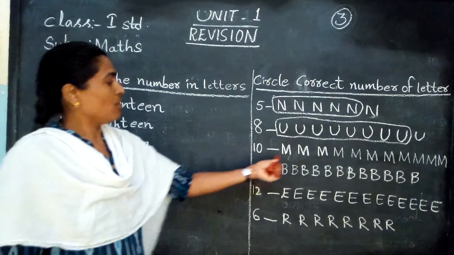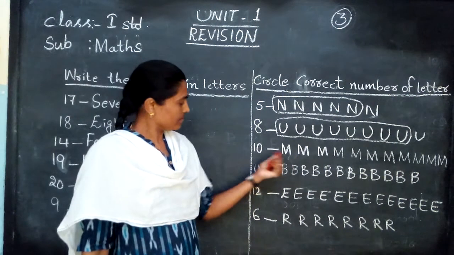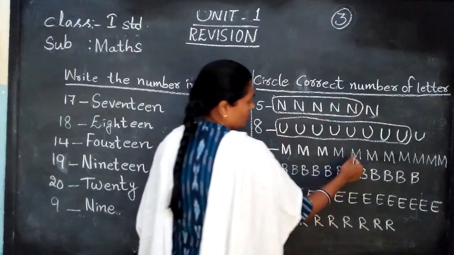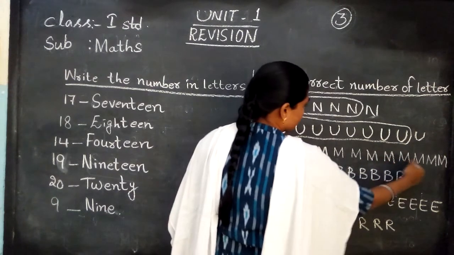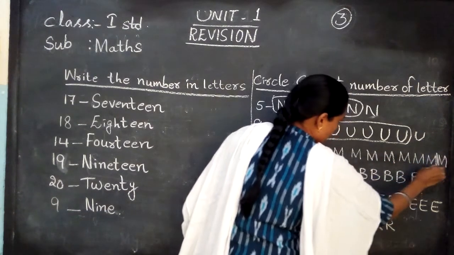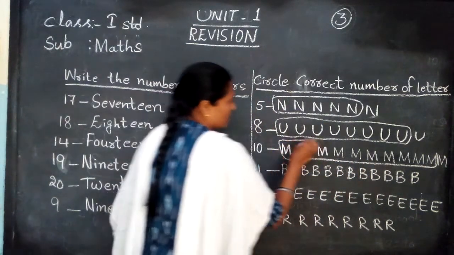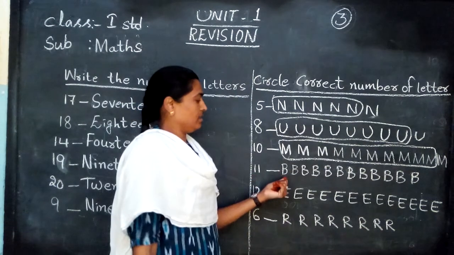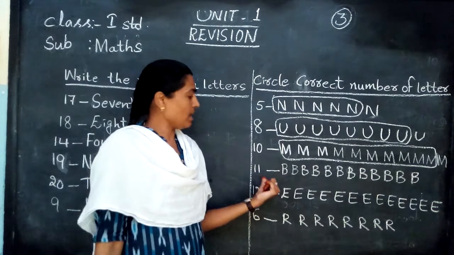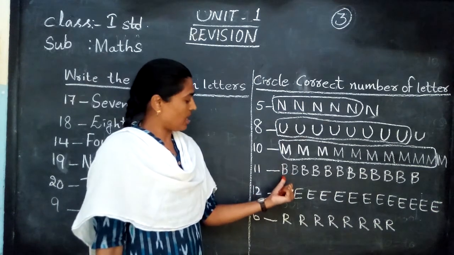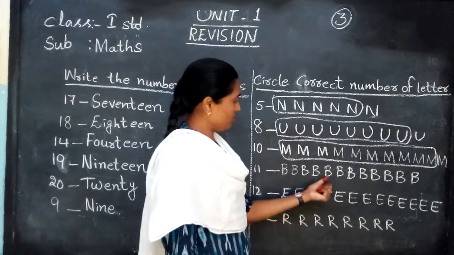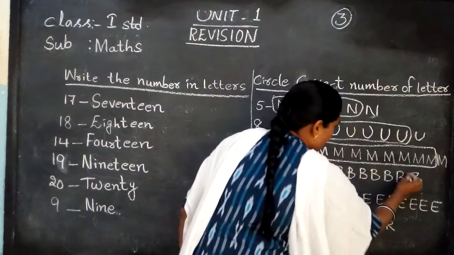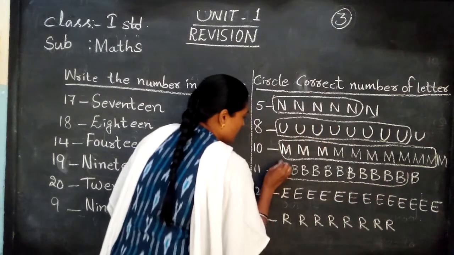Next number, 10. What is this letter? M. 10 M letters we need. Now let us count: 1, 2, 3, 4, 5, 6, 7, 8, 9, 10. You have to circle 10 M letters. Next, 11. What is this letter? B. You have to circle 11 B letters. Let us count: 1, 2, 3, 4, 5, 6, 7, 8, 9, 10, 11.